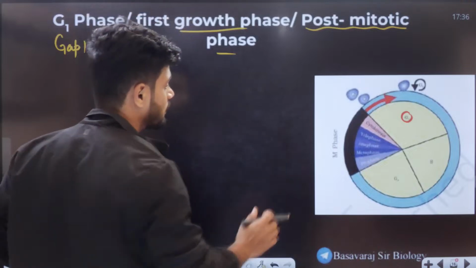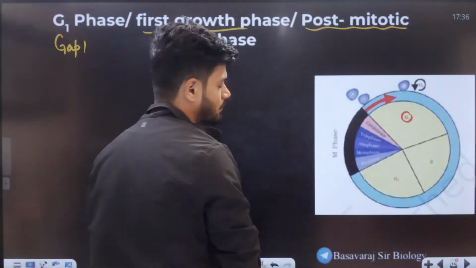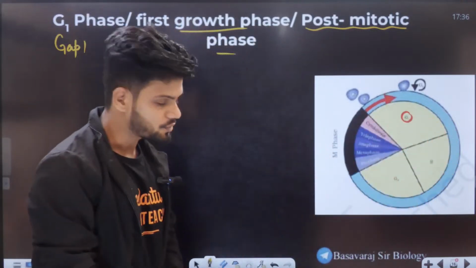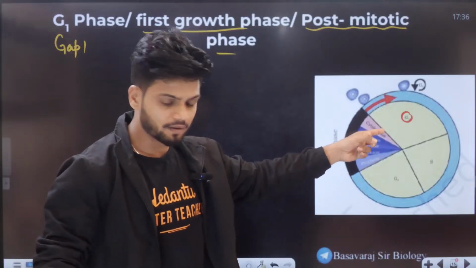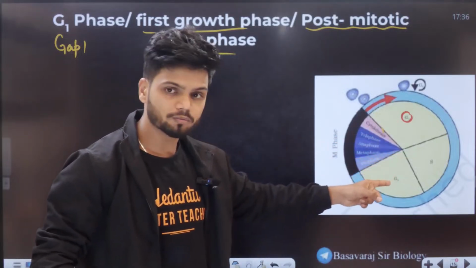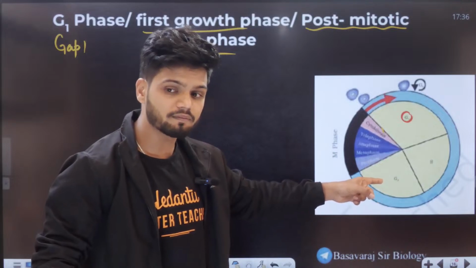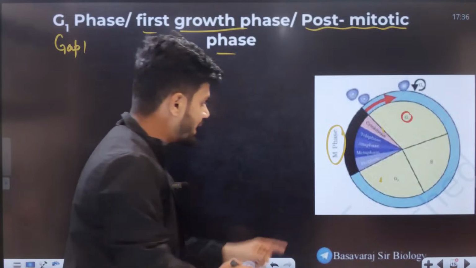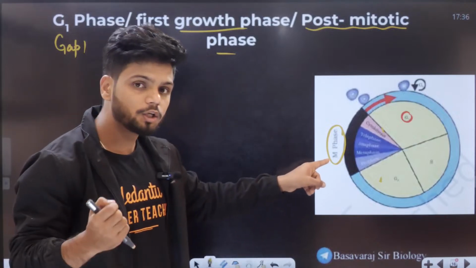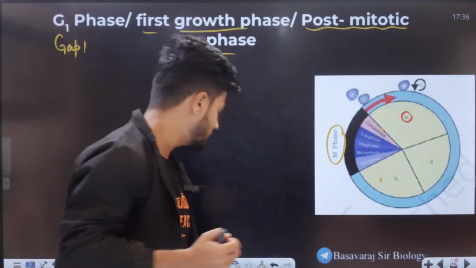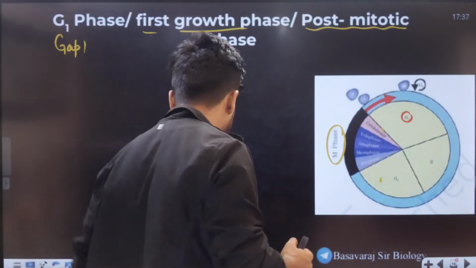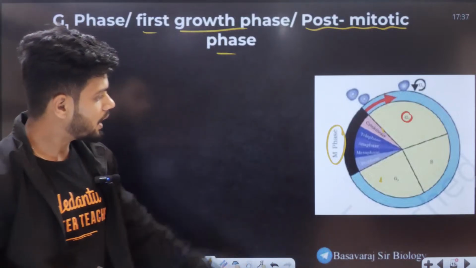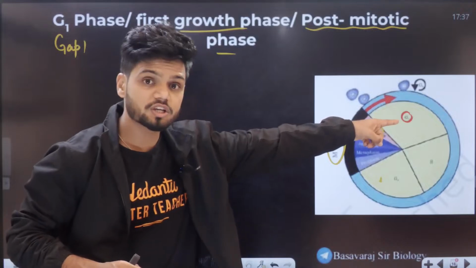Listen to me. This entire thing is the cell cycle. Notice here: G1, S, G2. After G2, we have the M. Now, what do I have after M? Can anyone tell me? After M, I have G1 again.